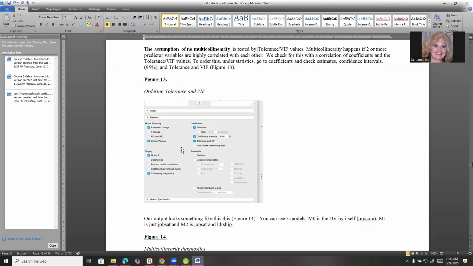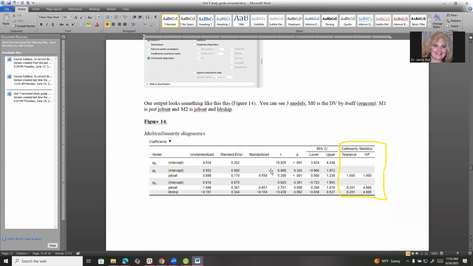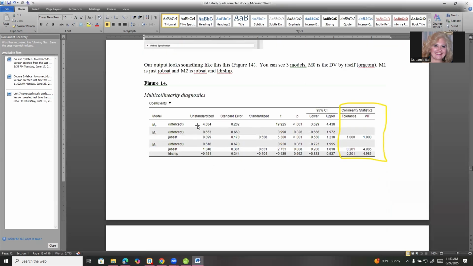So I already showed you how to order that. Under statistics, under coefficients, you'll select estimates, confidence intervals at 95%, and tolerance and VIF. Okay, now here's what our output is going to look like, and I've highlighted in yellow where tolerance and VIF is.